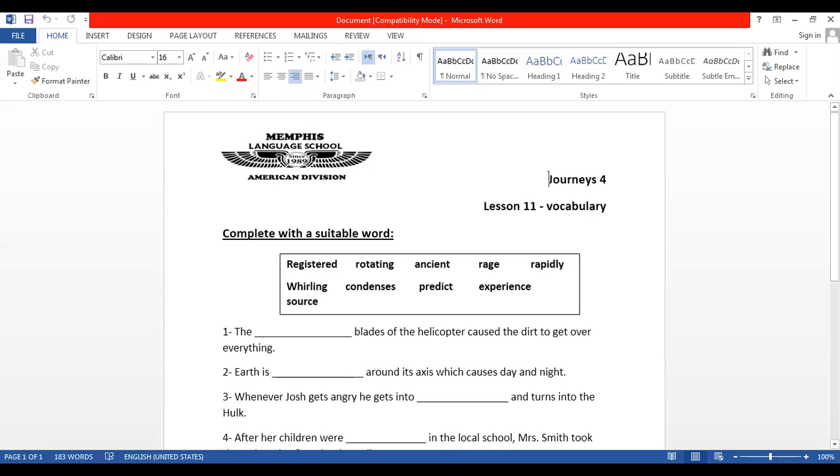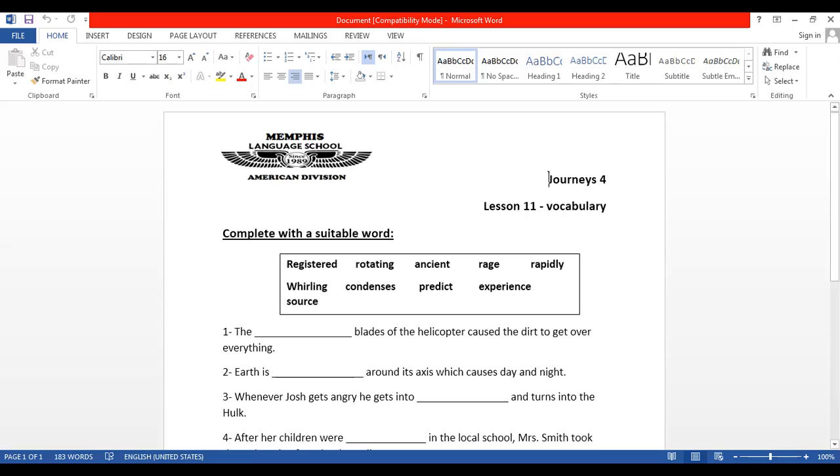What are they doing? Okay, I want you to predict or think what is the right answer. The what plates of the helicopter caused the dirt to get over everything. Quite easy. Let's go to number two.